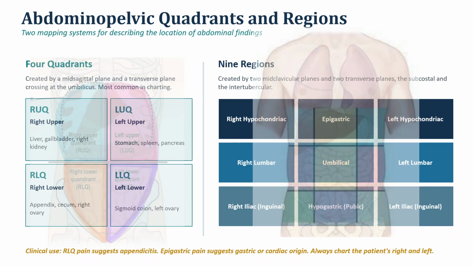Across the top are the right hypochondriac, epigastric, and left hypochondriac regions. Across the middle are the right lumbar, umbilical, and left lumbar. Across the bottom are the right iliac or inguinal, hypogastric or pubic, and the left iliac or inguinal. Break the words apart and they teach themselves. Hypochondriac means below the cartilage of the ribs. Epigastric means upon or above the stomach. Hypogastric means below the stomach. And once more, right and left are always the patient's, not yours.